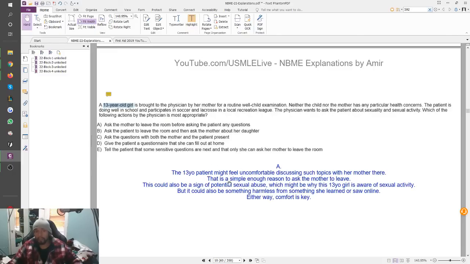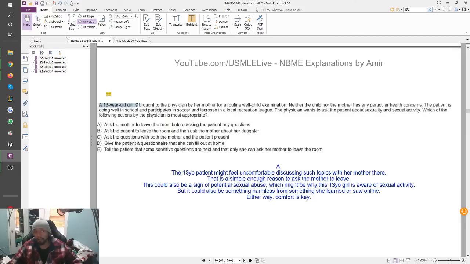This could also be a sign of potential sexual abuse, which might be why this 13-year-old girl is aware of sexual activity. But it could also be something harmless from something she learned or saw online. Either way, comfort is key, right? Very important. In first aid, they talk to you about it.